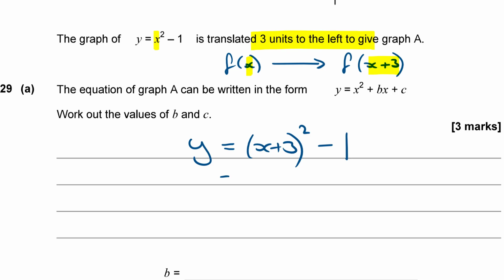Okay. Now I need to rewrite that in the form of ax squared plus bx plus c. In other words, I need to multiply out this bracket. So I can either double it up like that or remember the identity.